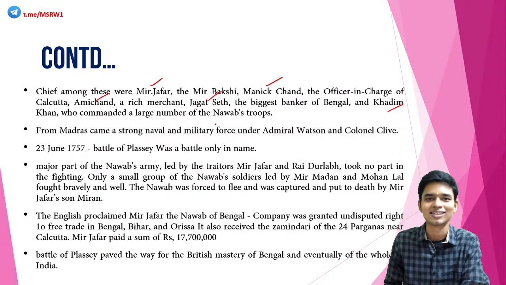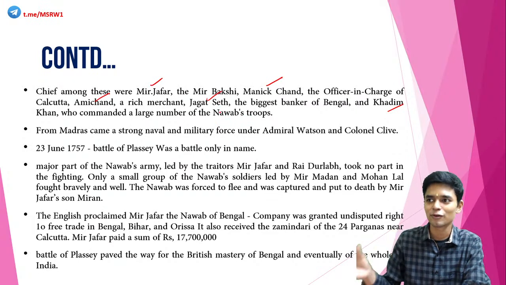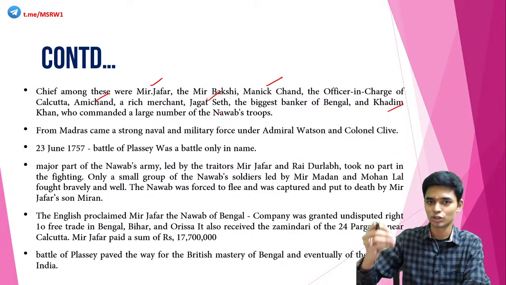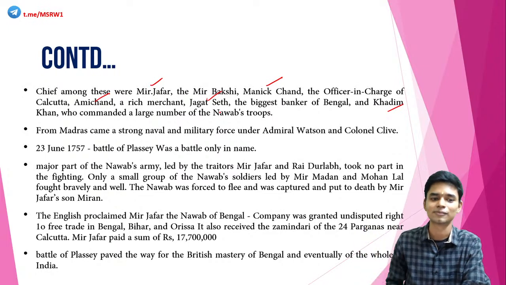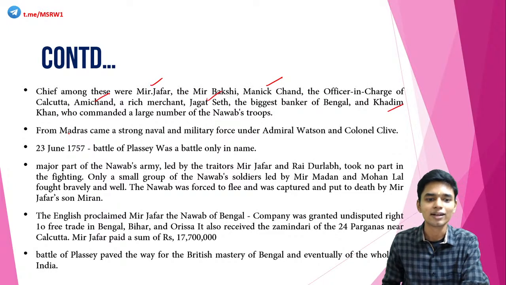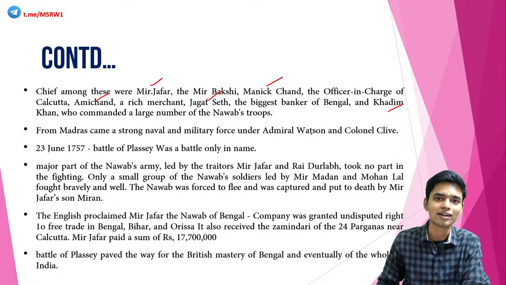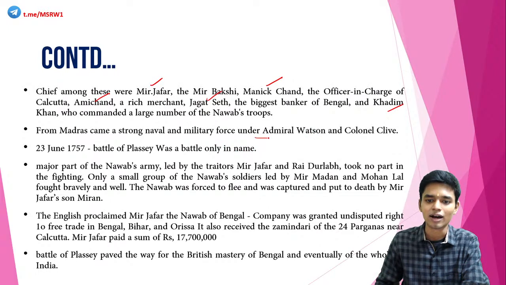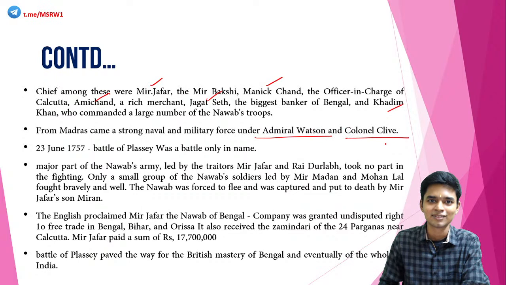So look at this. Major powerful personalities who had money, who had an army, betrayed the Nawab when it was most necessary. They did this for their own selfish goals. So after a while, after waiting in Fulta, finally their reinforcements came from Madras under the command of Admiral Watson and Colonel Robert Clive. Watson and Clive finally reached Bengal.